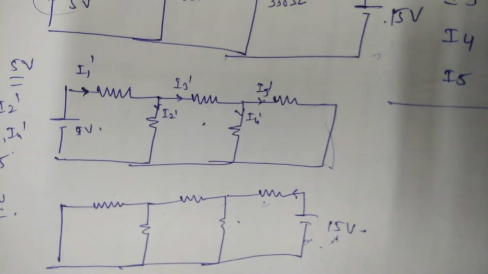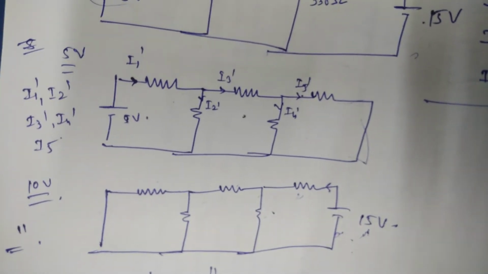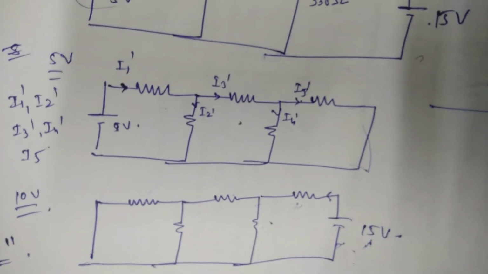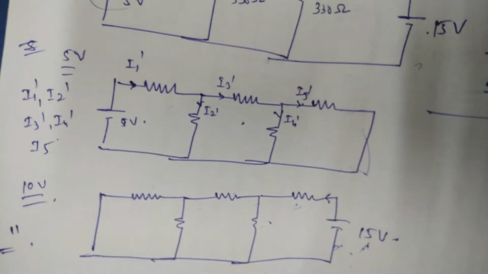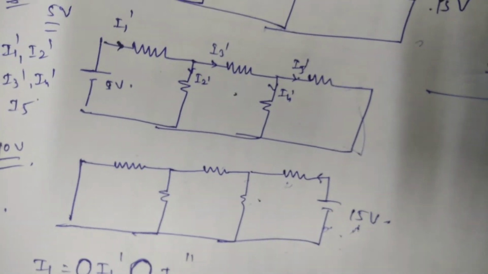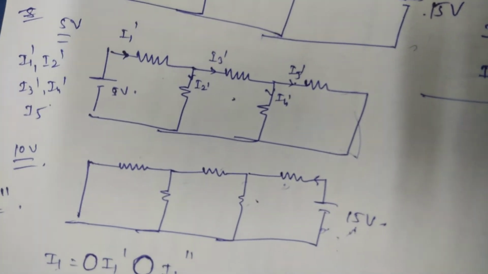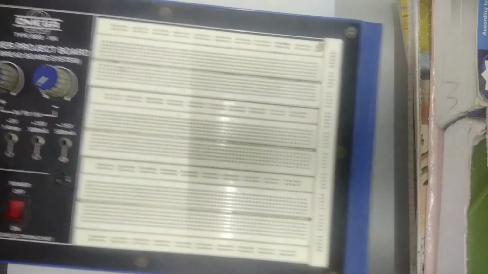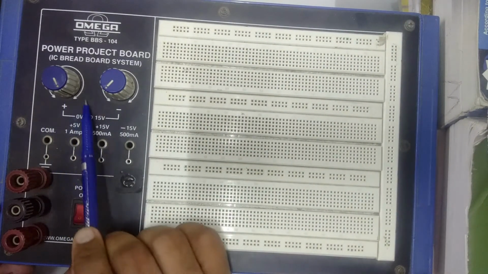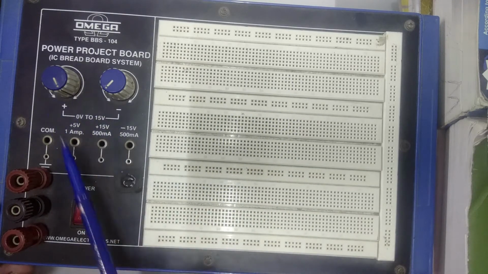The breadboard connection is the same as what we have done in experiments number 1 to 4. So the connection is repeating from experiment number 1 to 4. This is our breadboard. This project board has two parts. The first part is your breadboard part and the second part is your power supply.